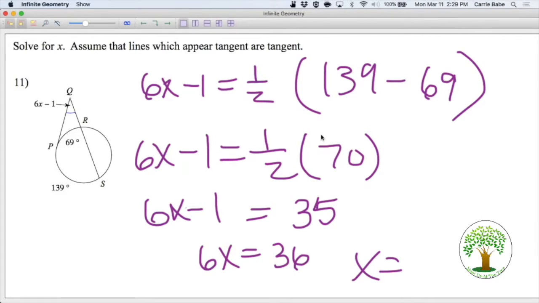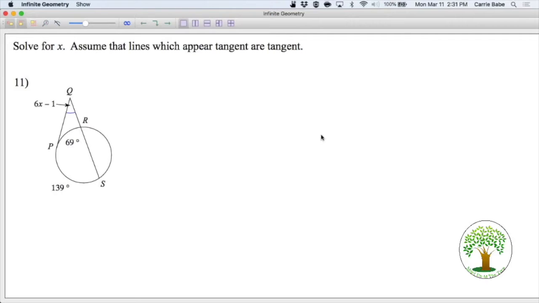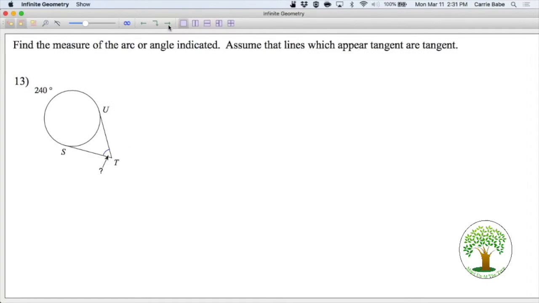I got the same answer that you're going to get. Okay. I got 6 also. All right, here we go. Let's go to number 13. All right, this one, they only gave us the 240.